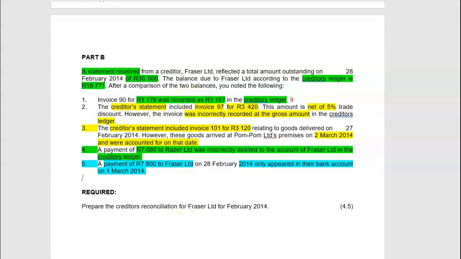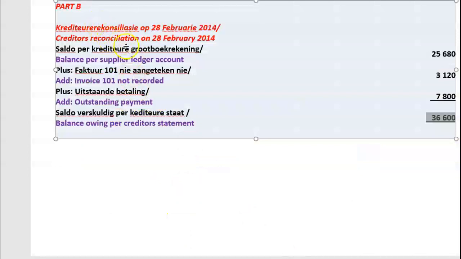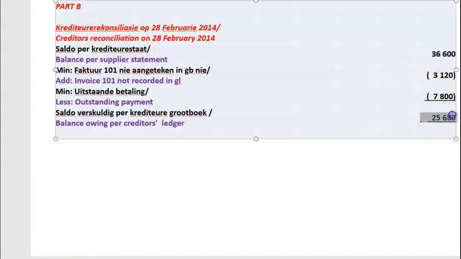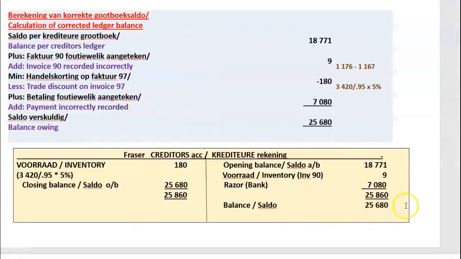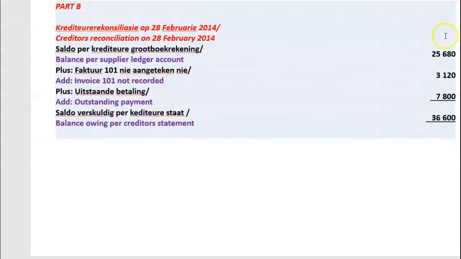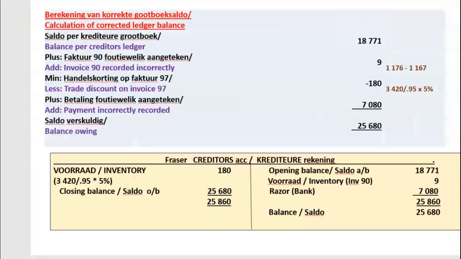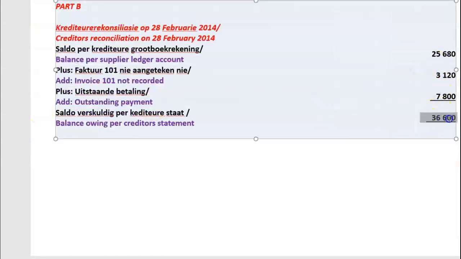So can you see it doesn't really matter whether I do my reconciliation from the ledger account balance or whether I do my reconciliation from the statement balance. I must just argue the right way around in order to arrive at the correct amount. So here I start with the statement balance, I end with the ledger balance. It must balance back to my ledger account. In this one, I start with my ledger balance, which I've worked out as the final balance in my account. And once I do my calculation, I must end up with a statement balance as they gave it to me.